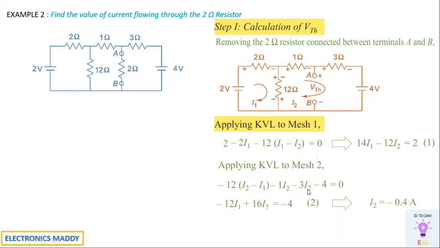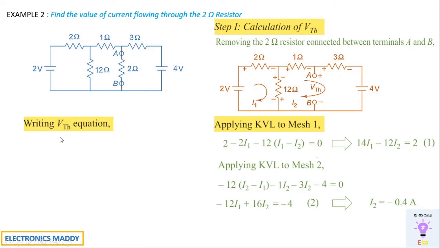Solving these two equations, if you substitute in the calculator, or you can apply different methods like the matrix method to solve these equations, you'll be getting I2 is equal to minus 0.4 amps. So this is what our intention was all about, to find the value of current I2. Once this is done, we can find the value of VTH. How can we do that?